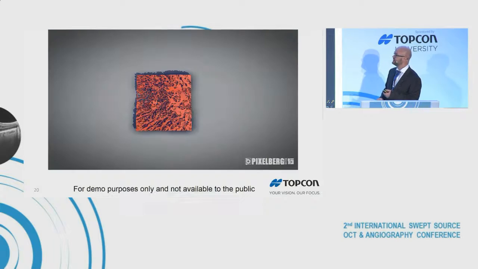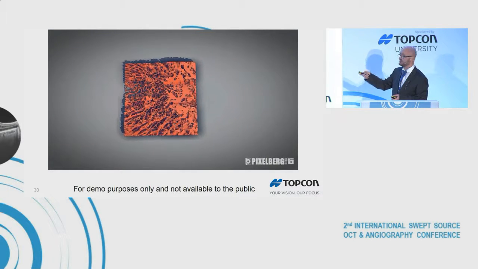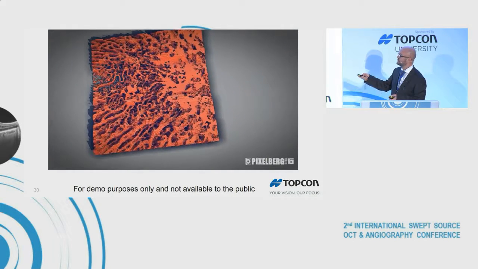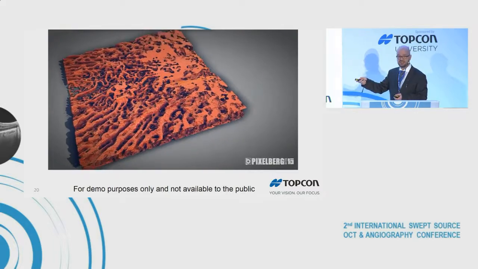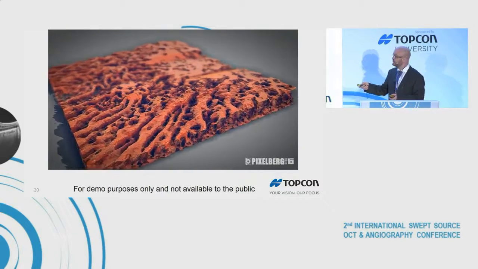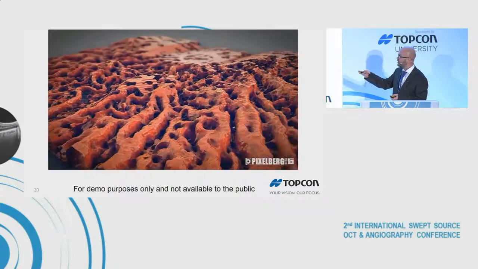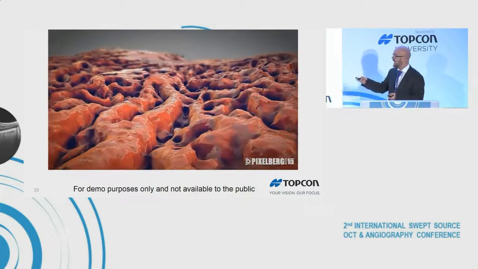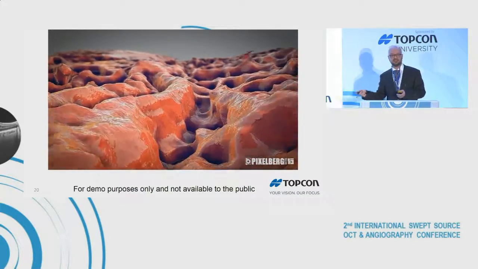Now, if you take that and you visualize it, you can see this. So these are the choroidal vessels of this patient with a subchoroidal tumor, and you can visualize exactly where all of the choroidal vessels are and where the spaces in between the vessels are.